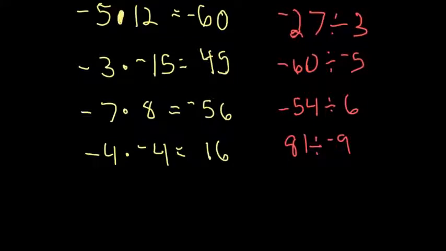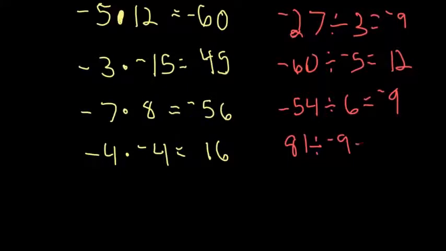So let's work on the division ones. 27 divided by 3 is 9. And negative 27 divided by positive 3, different signs, means it's negative. Negative 60 divided by negative 5, 60 divided by 5 is 12. And negatives make positive. Negative 54 divided by 6 equals 9. And a negative and a positive make negative.